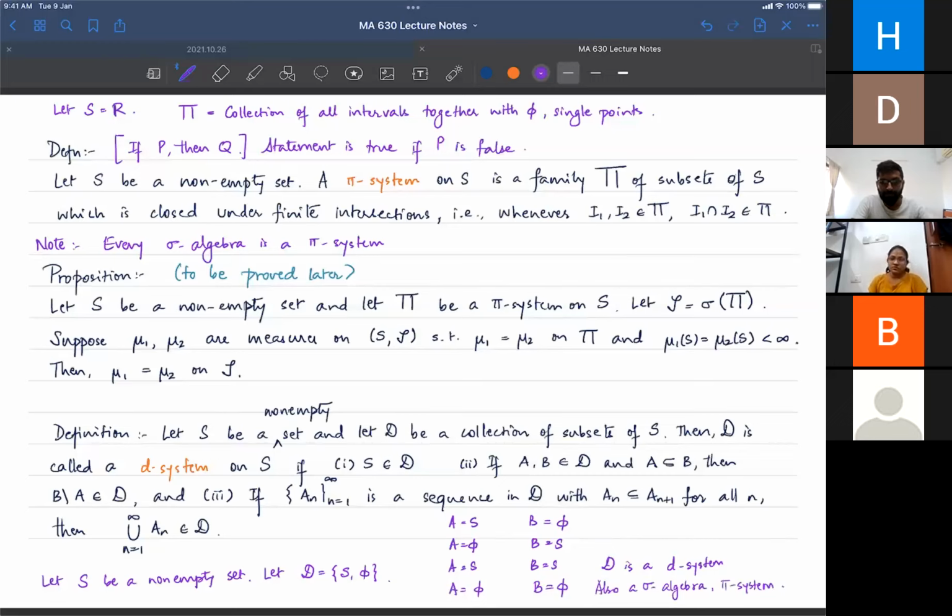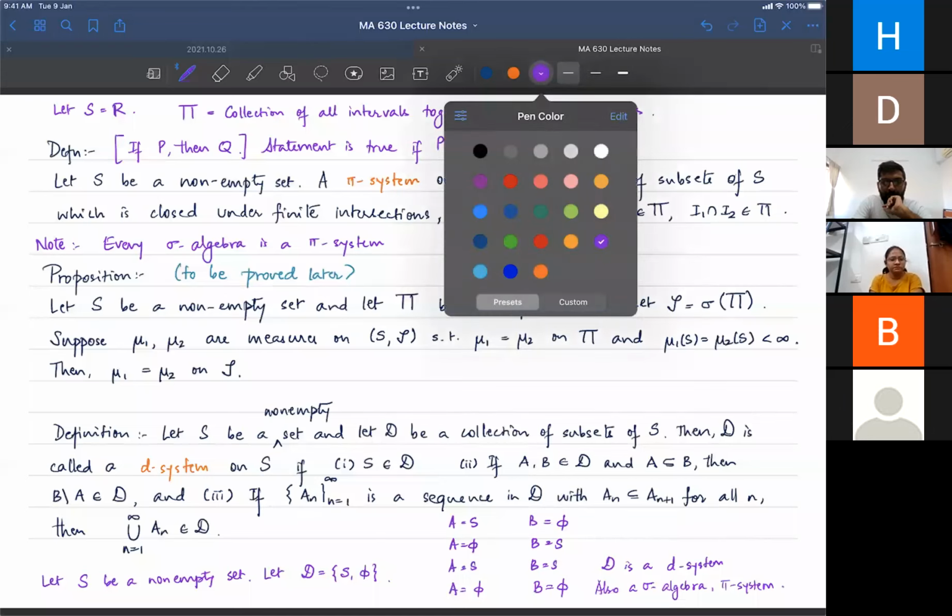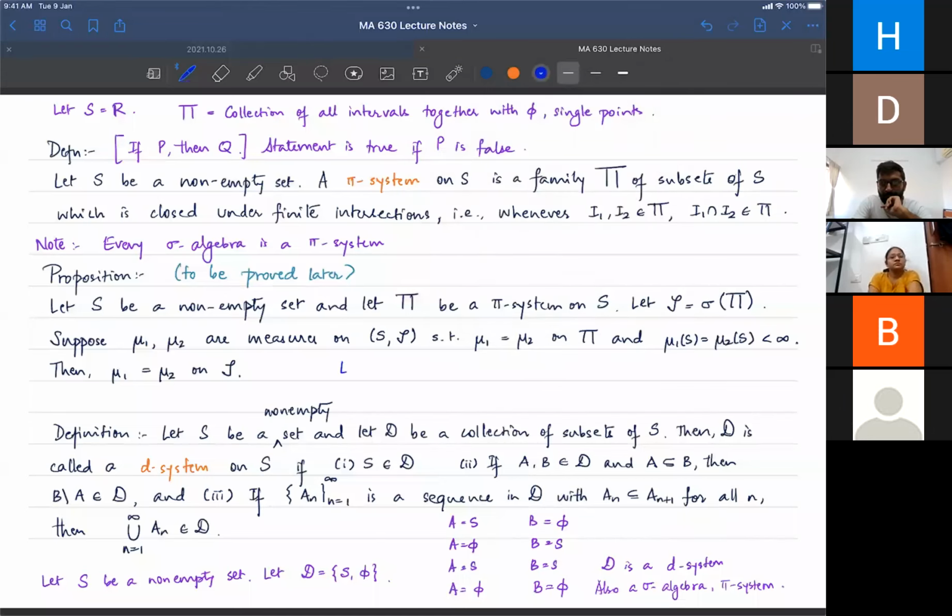Next thing I want to ask you is, suppose I have a sigma algebra. Is a sigma algebra a D system? Let me change color here. Let D be a sigma algebra. Well, let me just go with S, since we've been using S for sigma. Let S be a sigma algebra on S. Is S a D system?